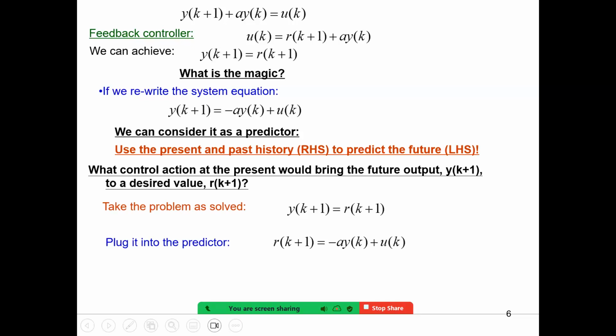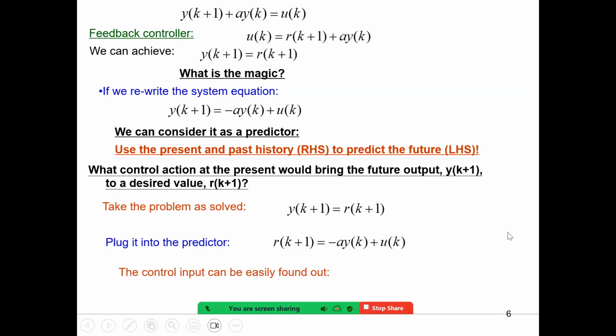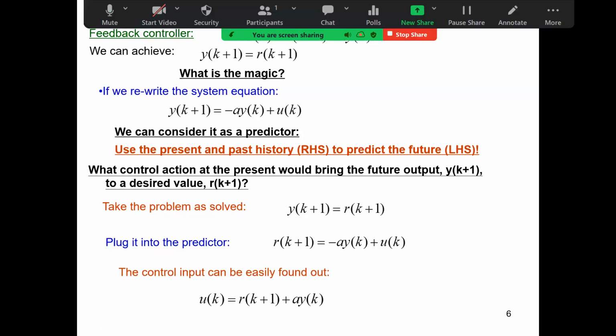Okay, any questions? The idea is straightforward. You have a predicted value, and I want the predicted value to match some desired value. You have an equation, and from that equation you figure out what the input is. Correct? Okay. Then the control input can be easily found. See? So I have an equation, and from this equation I compute my input. This controller is exactly the feedback controller we have found.